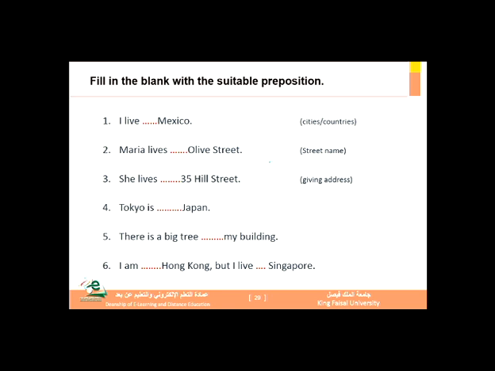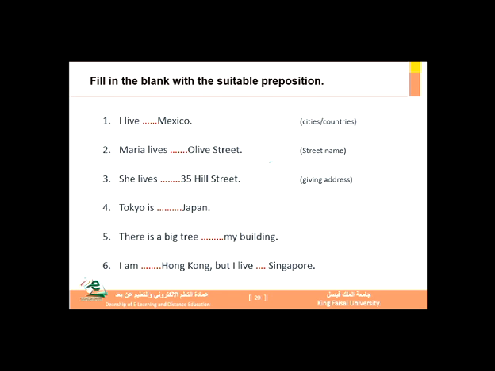Now, if we go back to the article, we will notice the use of some prepositions. One particular group of prepositions that keeps repeating in this article is in, on, and at. This exercise shows us how these prepositions can be understood, and how we can understand where to use this preposition and where to use that one. So the exercise says, fill in the blank with the suitable preposition.